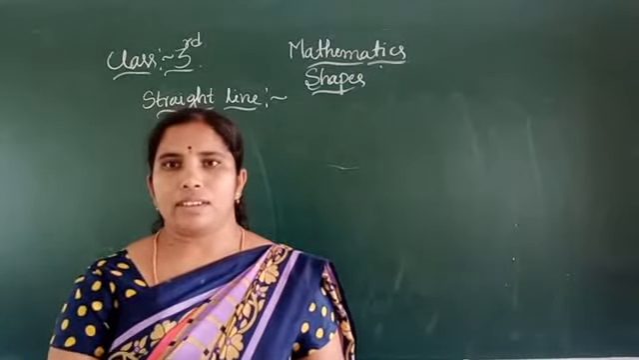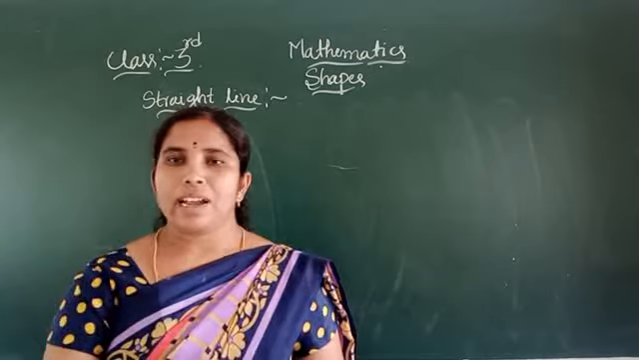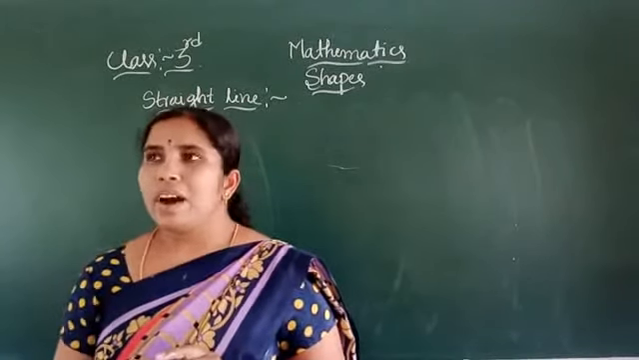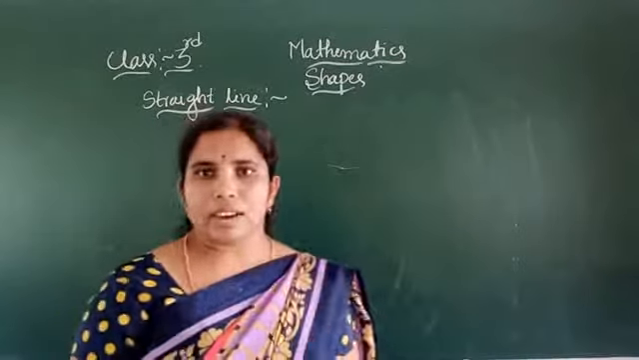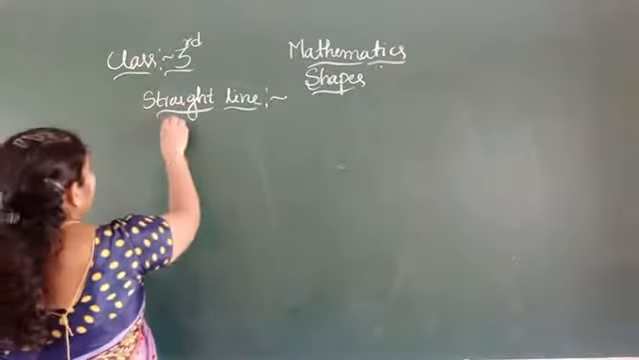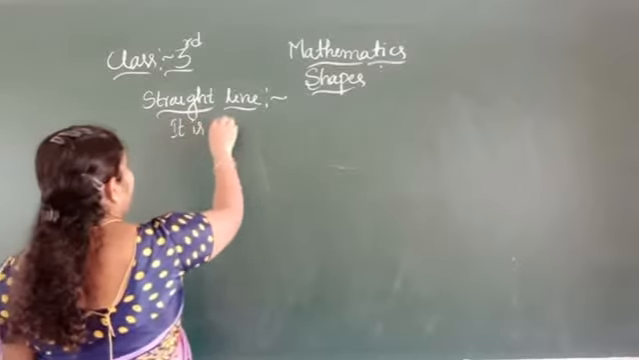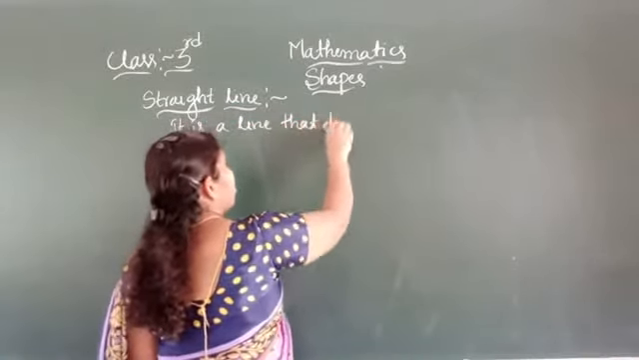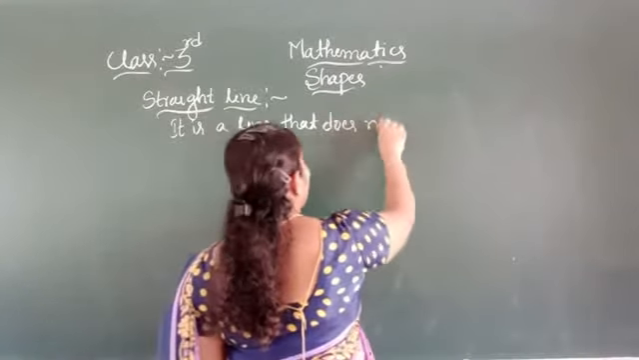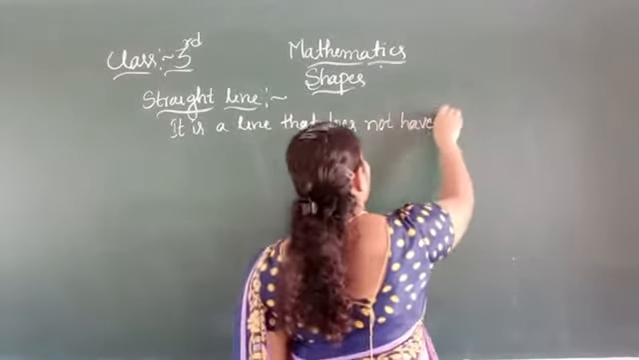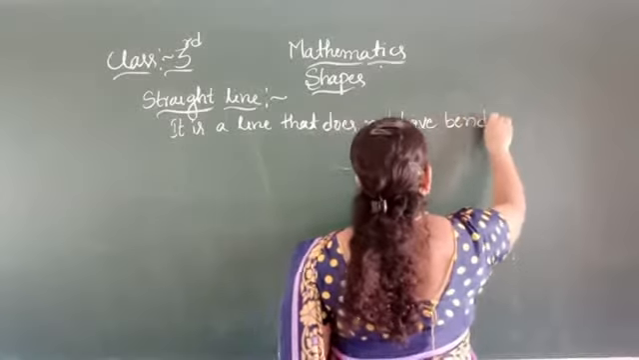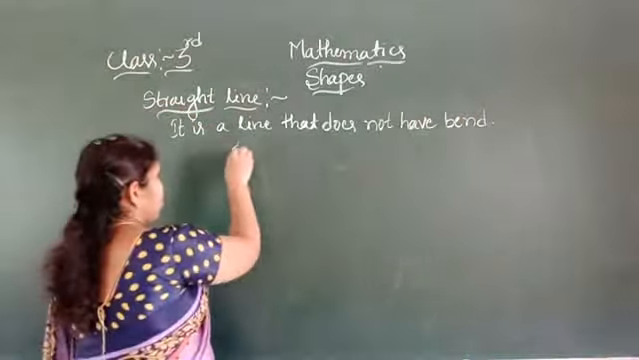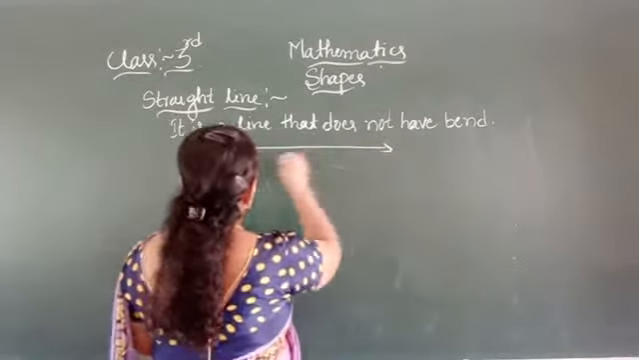Mind it that. Do you understand? Straight line means it is a line that does not have bend. So that's the meaning. It is a line that does not have bend. Okay, so you know the straight line. See, this is the straight line.